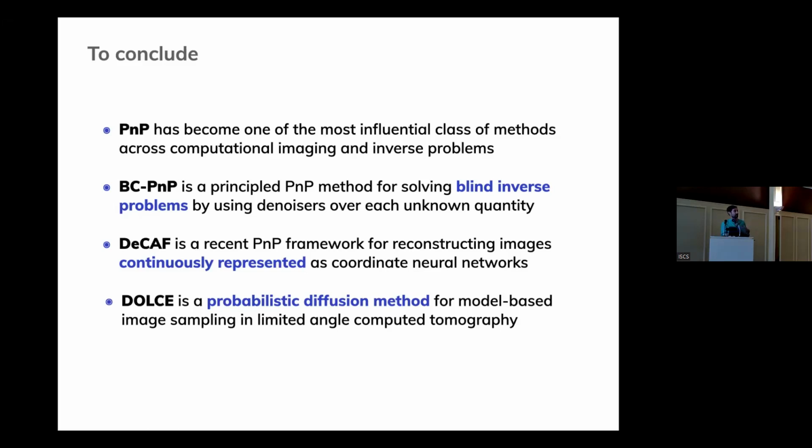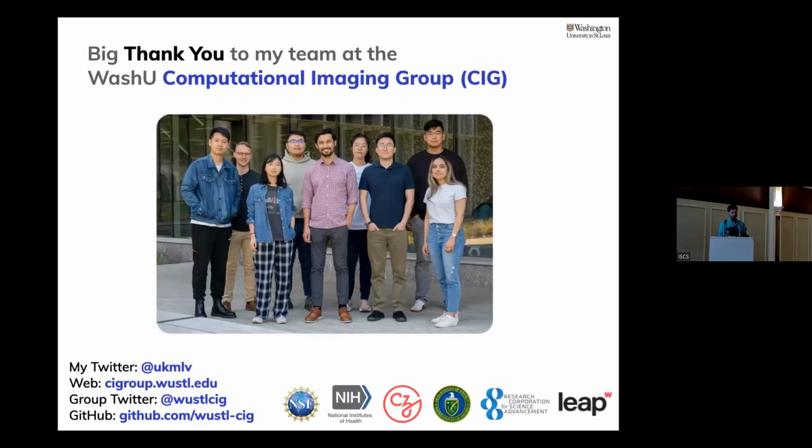From there, we tried to reparameterize the images as neural networks and try to get the weights of those neural networks, which allows you to have a continuous representation. And finally, I showed you the Dolce algorithm, which is a probabilistic diffusion model that again uses the denoiser as a prior, but uses it to sample images, to generate images rather than just get one MAP-like reconstruction. At this moment, I'm going to thank again everybody, and I'm going to be open for questions.